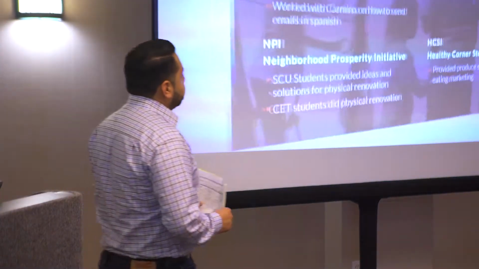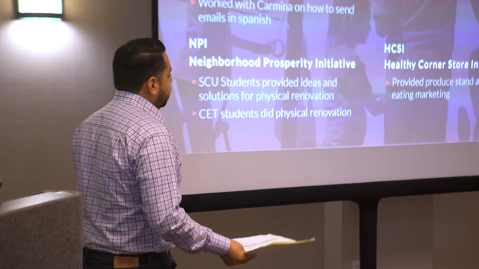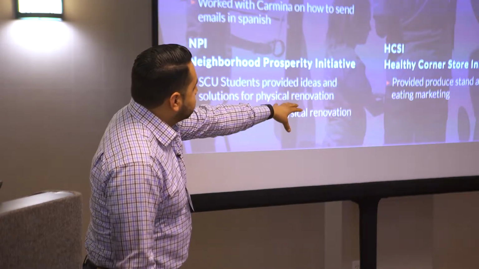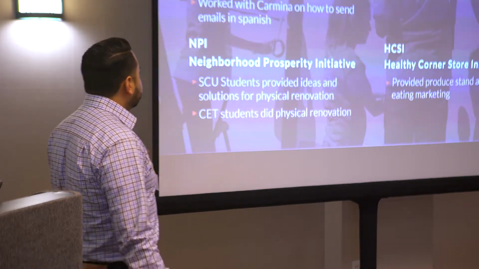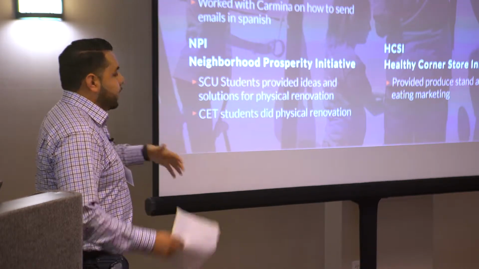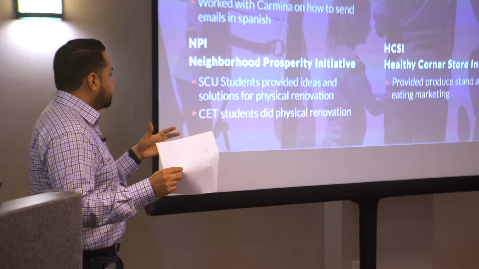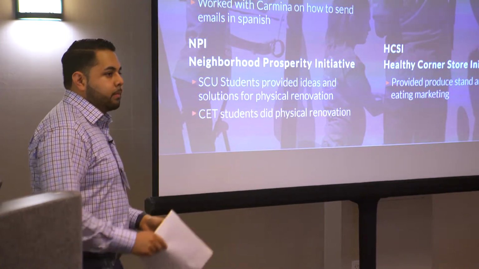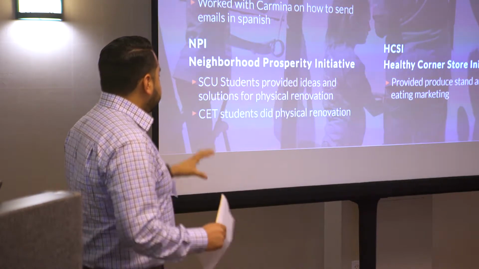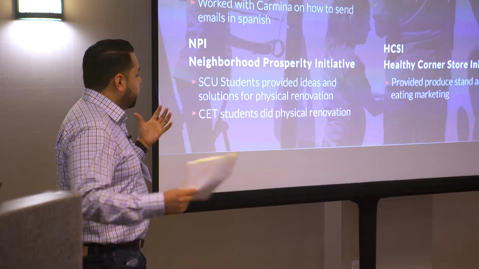So the 4 organizations came together and everybody did a different part. We had the Healthy Corner Store Initiative that made a produce stand and did some marketing around healthy eating. The Neighborhood Prosperity Initiative, they came with their business minds, their undergrad students, and they said, you know what, we should probably be more on Yelp. We should have a Google Business Plus page. Everything was all about marketing for them, but on social media.